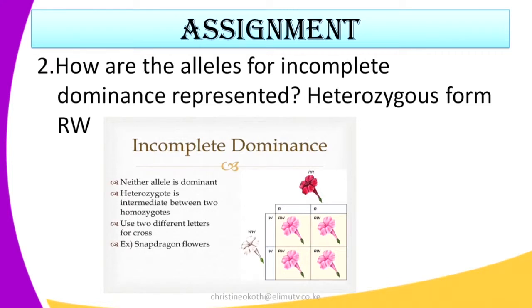When they are crossed, when they fertilize, the offspring are going to be pink. So there is no allele which has been seen. So it's shown in a heterozygous form. So there is no allele which is being represented.